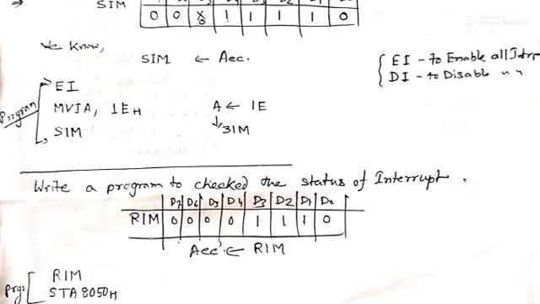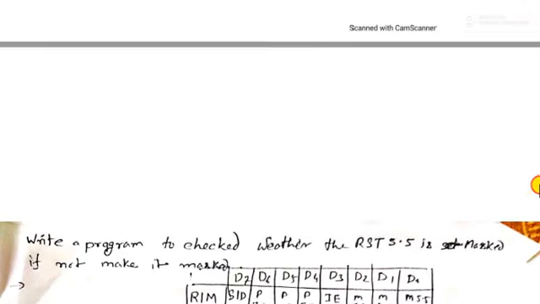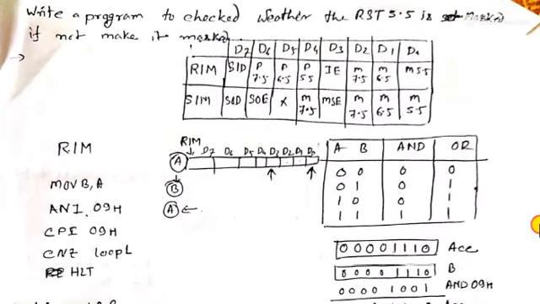Okay, we come to another program: write a program to check whether the RST 5.5 is masked or not masked, and then make it masked. That means we have to check the RST 5.5. If that one is masked, it's okay. If it is not masked, then we have to make it masked. So first of all, we have to check the RST 5.5. How do we check? Using the RIM instruction.